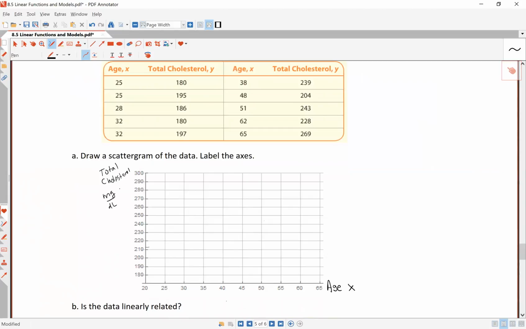So a 25-year-old might have a cholesterol level of 180. They could also have a cholesterol level of 195. A 28-year-old was found to have a cholesterol level of 186. A 32-year-old, 180. And another 32-year-old, 197. A 38-year-old was found to have a cholesterol level of 239.